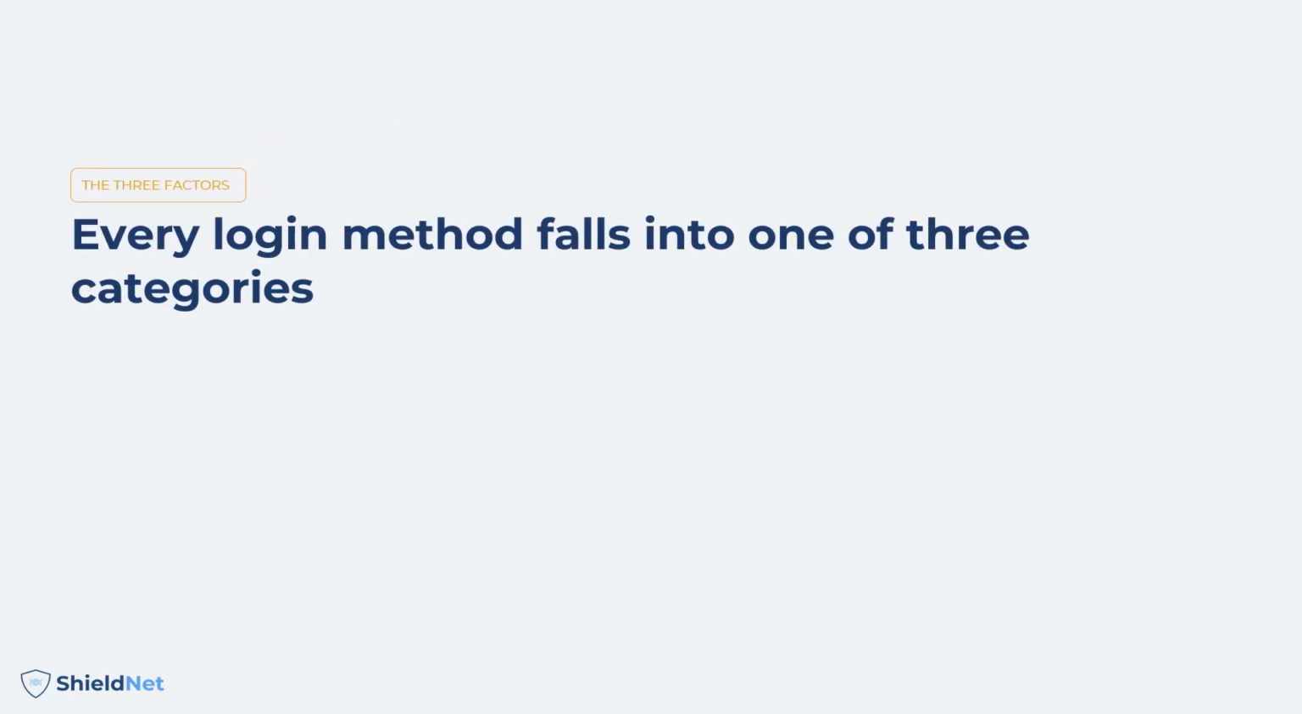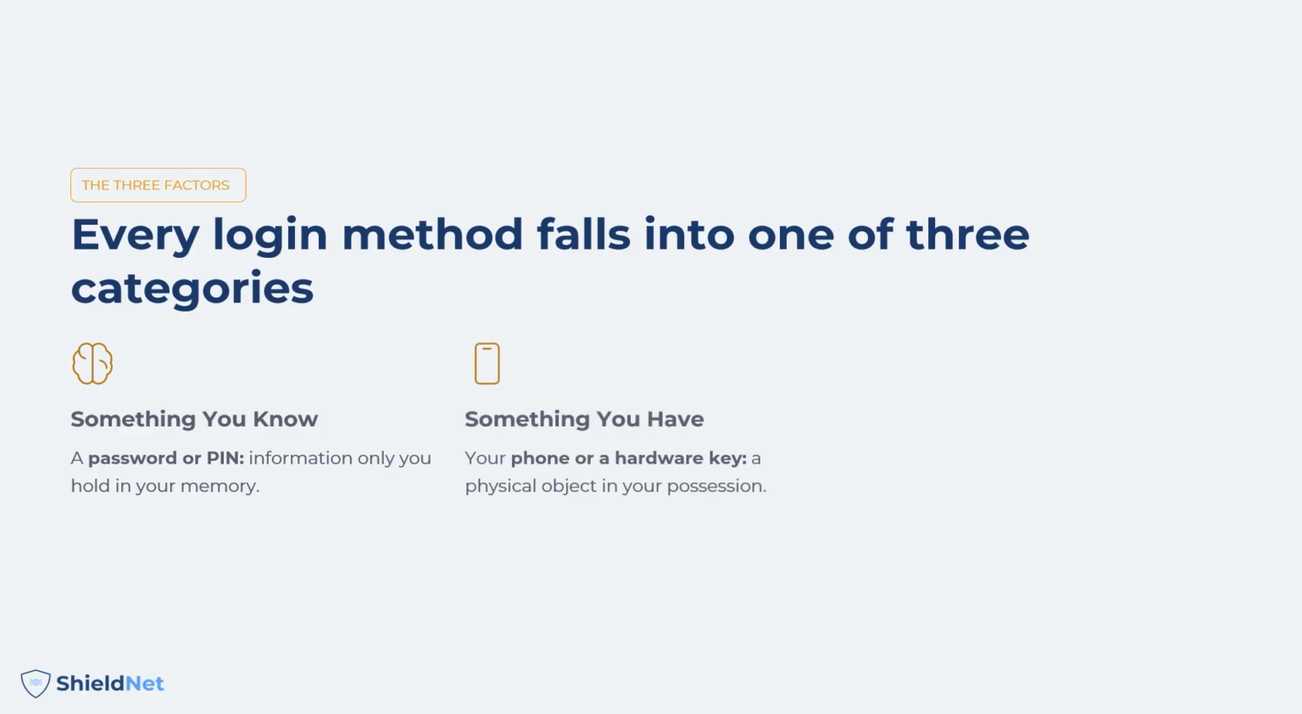Every authentication method in existence falls into one of 3 categories, called authentication factors. Something you know, a secret stored in your memory. Passwords, PINs, security question answers. Weakness: can be guessed, stolen via phishing, exposed in a breach, or observed over your shoulder.